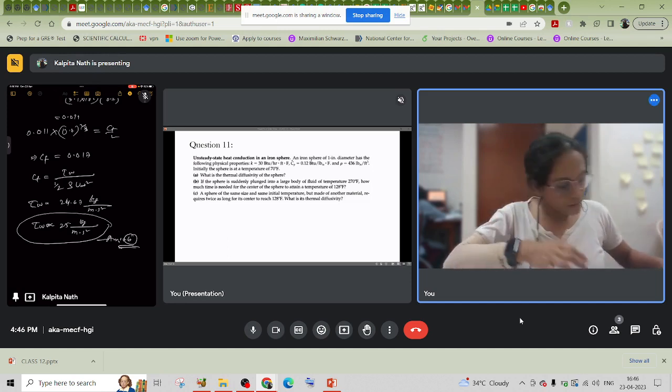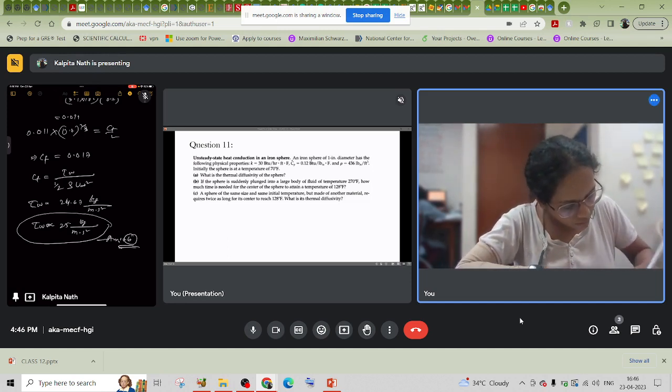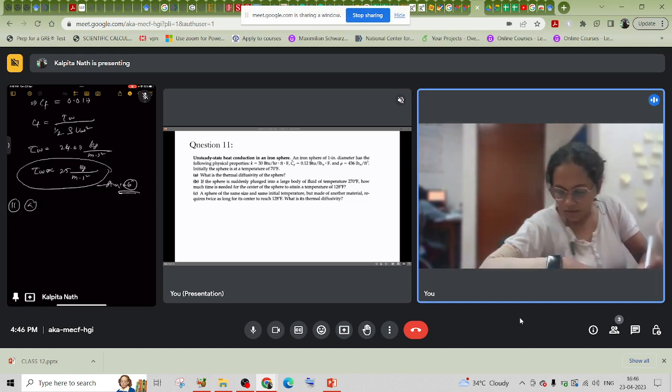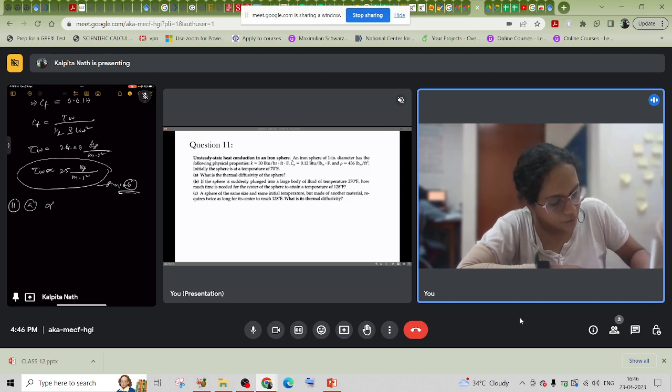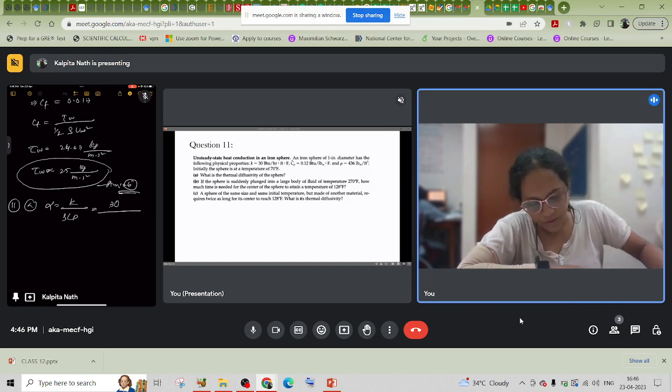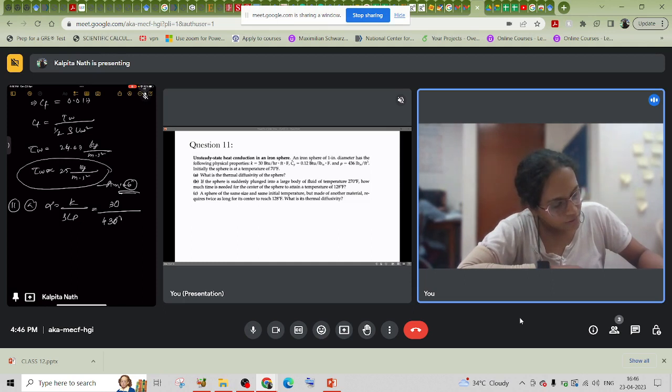Okay, so part A, the first part, is the thermal diffusivity. We know alpha is equal to K by rho Cp. K is given as 30, rho is given as 436, and Cp is given as 0.12. So this reduces to 0.573 feet square per hour.